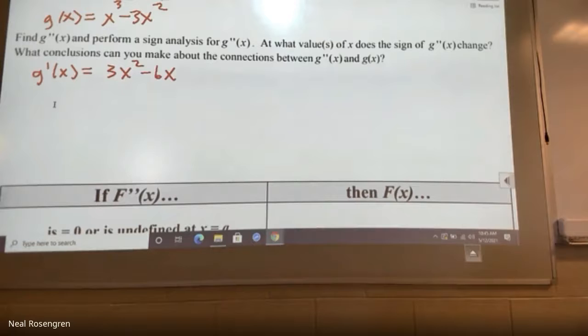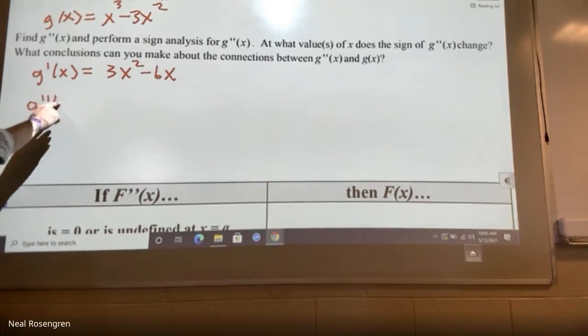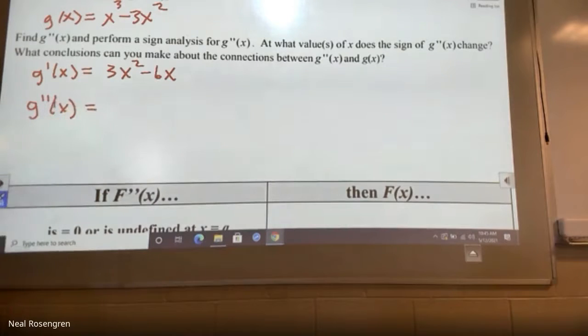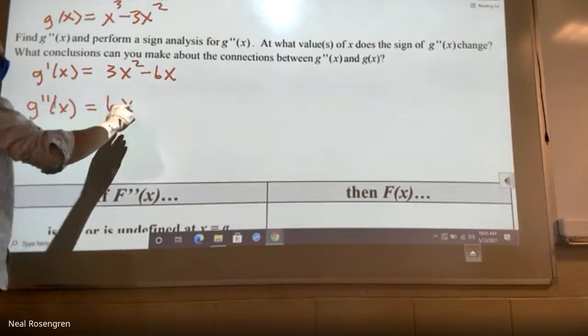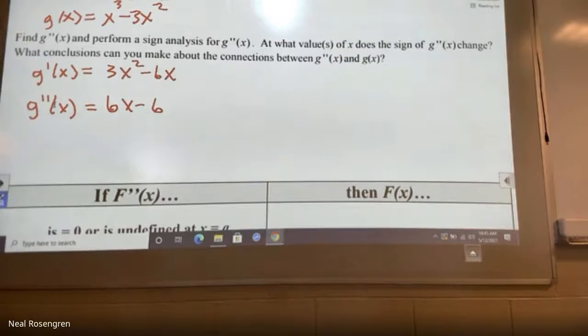If we wanted to find critical numbers, potential extrema, we'd set that equal to 0 and solve it. But that's not what we want. We want to try to find inflection points. Let's find g double prime. Okay, 6x minus 6. Take the derivative again. That's Newton's notation, with the prime and the double prime. I will show you Leibniz's tomorrow, just so you can see that.